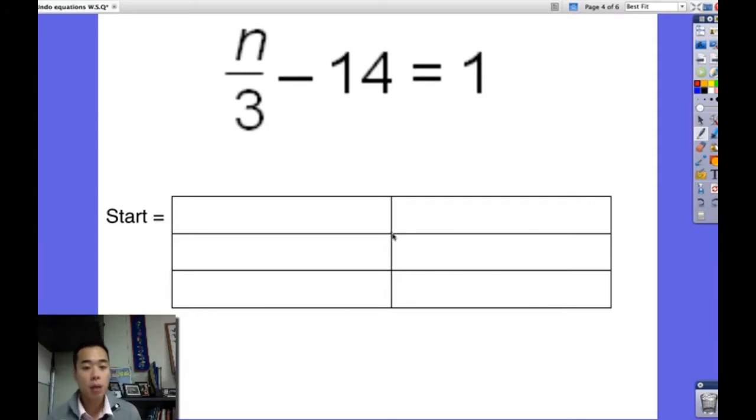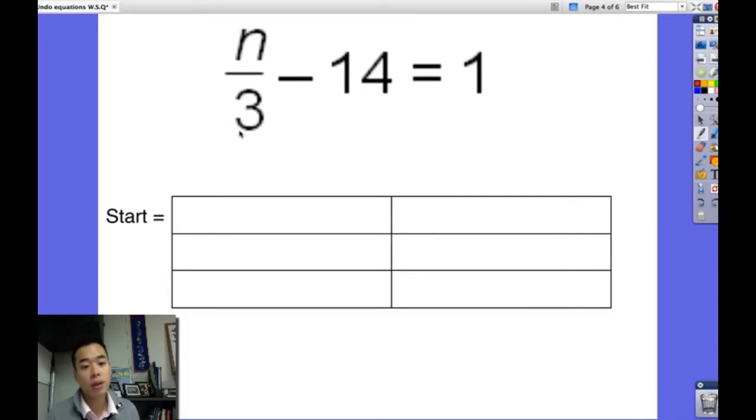Okay, here we go. So now we are stepping up another level or another tier. Instead of one step, we have a two-step. So I'm just going to quickly describe this number trick to you. Pick a number, divide it by 3, and then subtract 14. And you will get 1. So this could be viewed as the number one trick, where you input a certain number and you will always get 1.